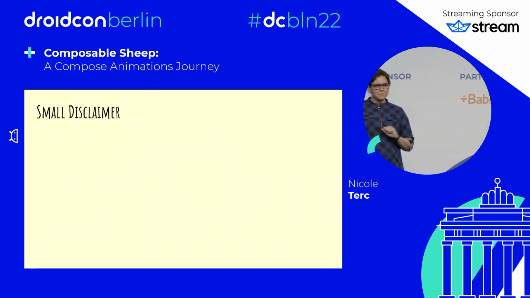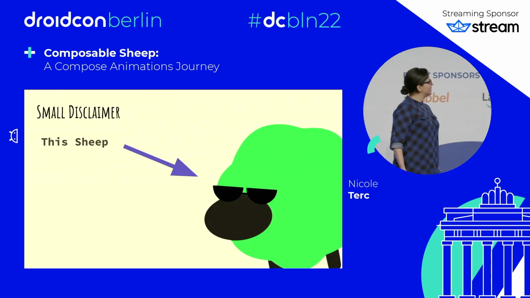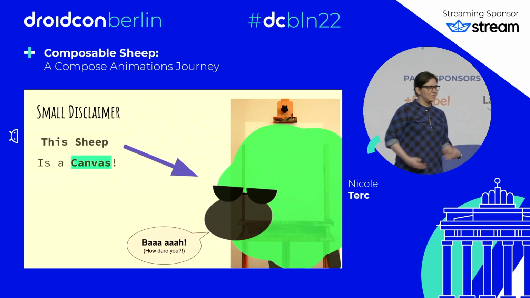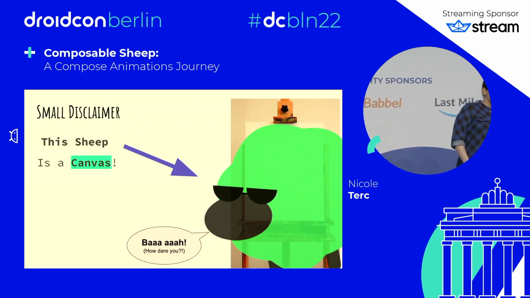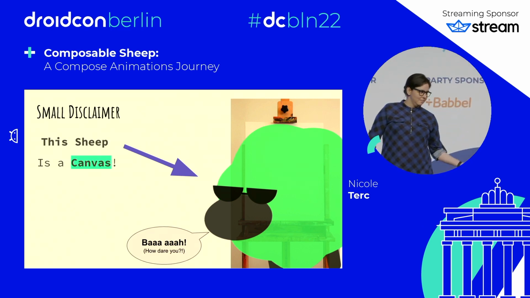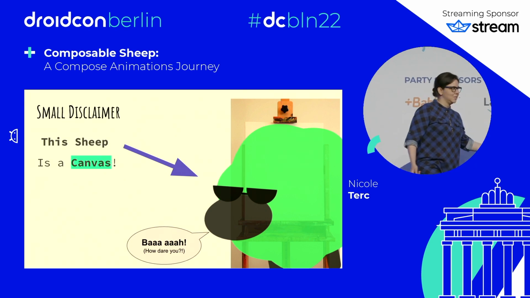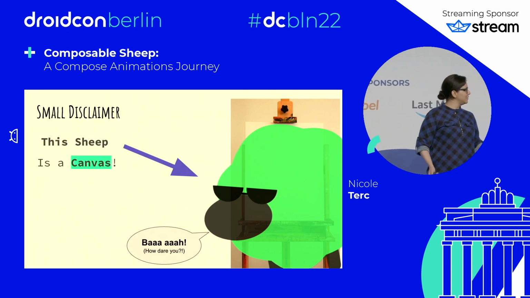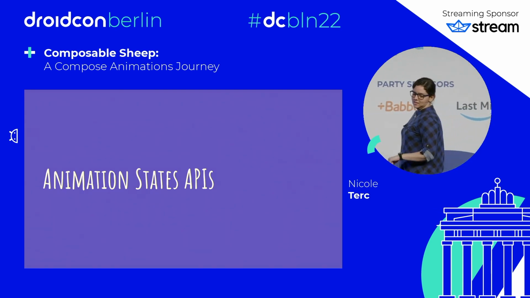A small disclaimer before I start, throwing some code and stuff at you. This chip is a canvas. So anything you're going to see here, you can replicate, because, of course, it's a composable canvas. So you can do the same with a box or a text or your favorite composable. It's going to work the same. But I'm going to stick with my fluffy fella here. That's kind of the name of the presentation. So let's skip it. But going back to our serious topics, let's start with the first category of APIs.